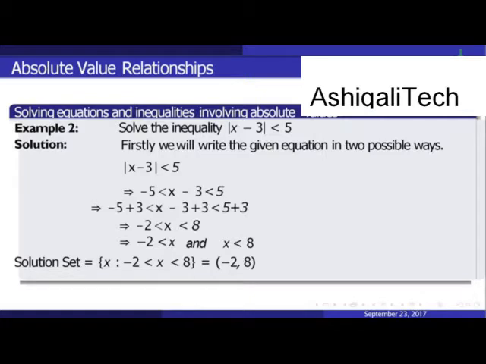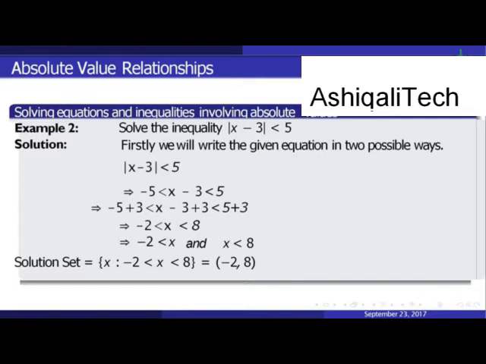Dear students, next we see another example to solve the equations and inequalities involving absolute values. Example number 2. Solve the inequality |x − 3| is less than 5. First, we will write the given inequality in two possible ways. That is, we will split |x − 3| less than 5 in the following way.